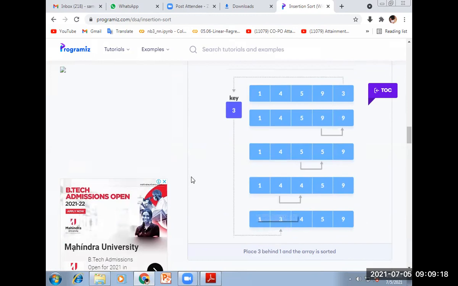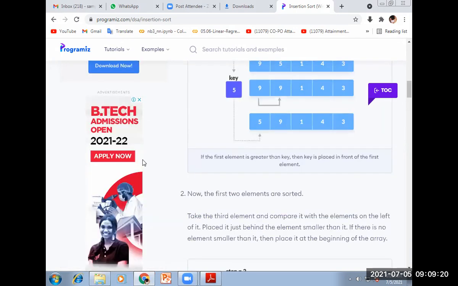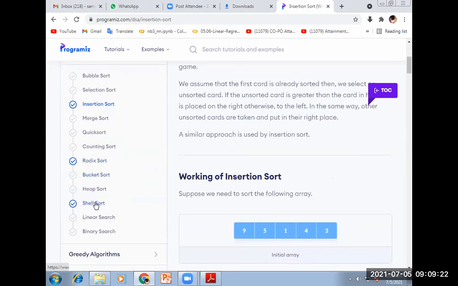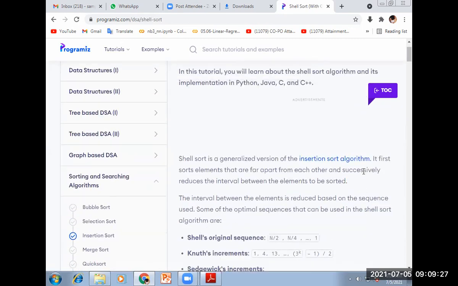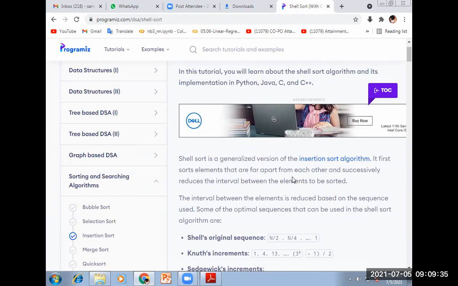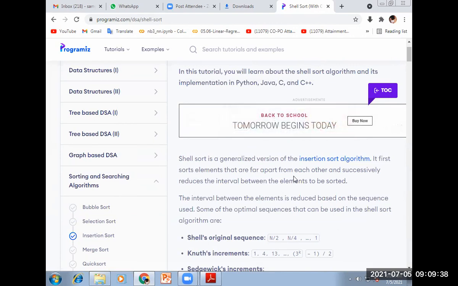Okay, next one, shell sort. Shell sort is the generalized version of the insertion sort algorithm. It first sorts the elements that are far apart from each other and successively reduces the interval between the elements to be sorted.